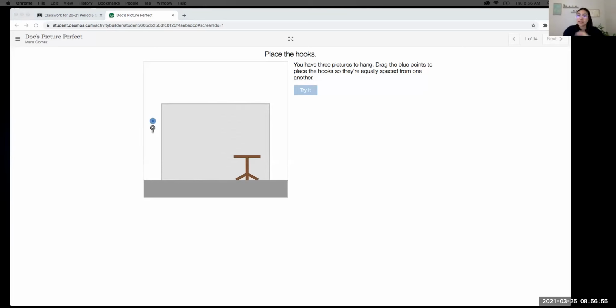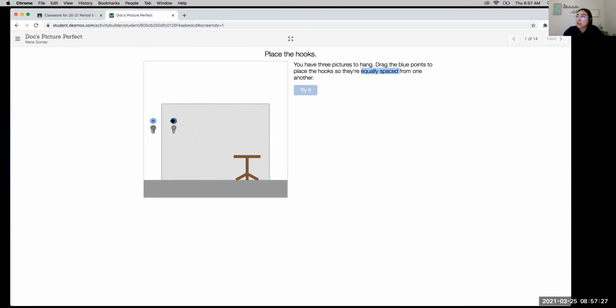We're going to take a look and see how these linear equations work with the wall and some frames. So here you're wanting to place the hooks. You're going to have to hang 3 pictures. To do that, we have these little hooks that we're going to drag onto a wall. But what you want to be sure of when you're placing these hooks is that you place them equally spaced from one another. Equally spaced just means that you have the same space in between all of these different hooks.